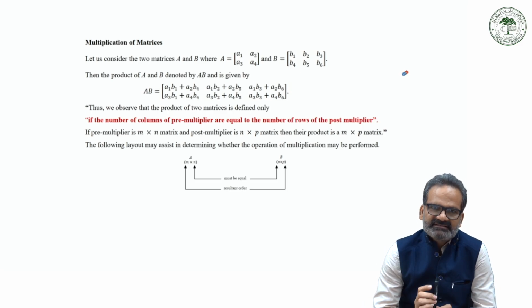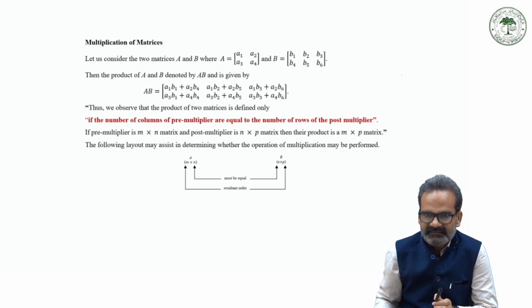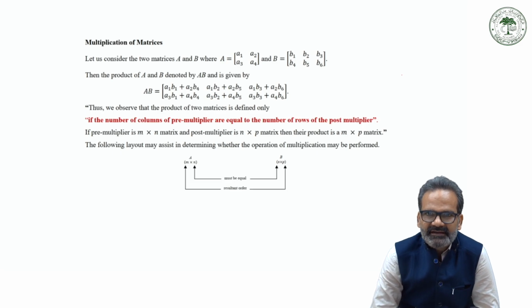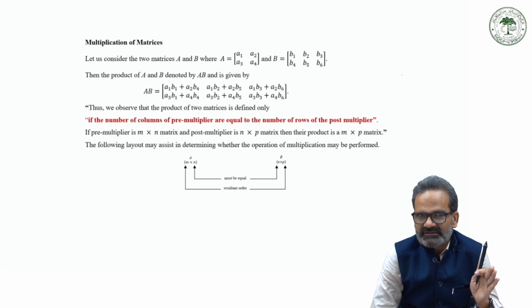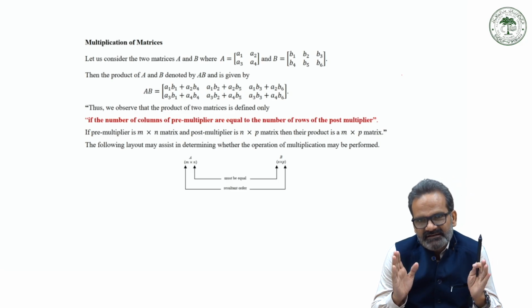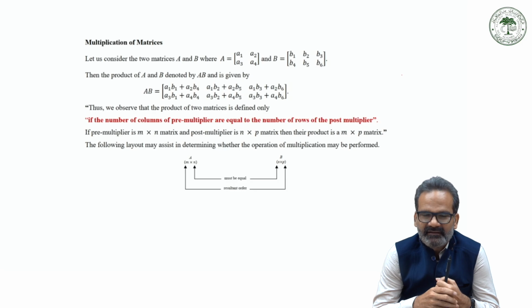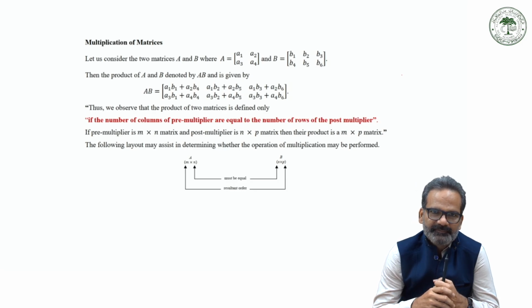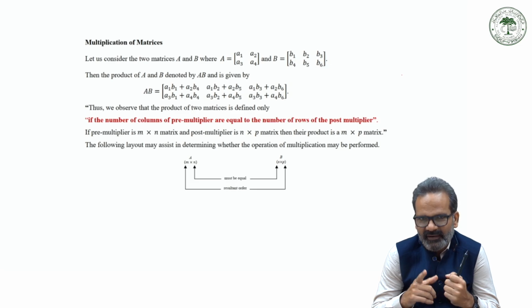Let us consider the two matrices A and B, where A is given like this: A1, A2, A3, A4, and B is taken as B1, B2, B3, B4, B5, B6. I have taken any two arbitrary matrices. You can take any two matrices of your own choice, but the process of multiplication will remain valid in all cases, right? So what is our objective? We are interested to multiply these two matrices A and B. It means we want to find out the product AB. The product of A and B is simply denoted by AB, as usual with numbers, and this AB is obtained like this.